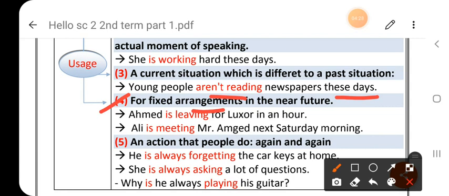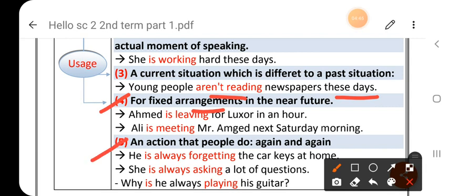In the future we will use the present continuous. Like number 2: Ali is meeting Mr. Amgad next Saturday morning. Of course, they have to prepare for such a meeting. Got it? Right. Number 5, the last usage, is what? Wait, that's a very important part, senior 2, you have to take care of.